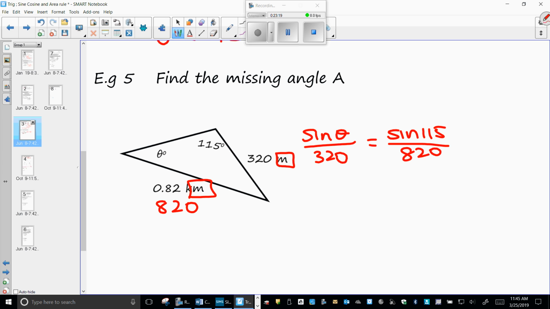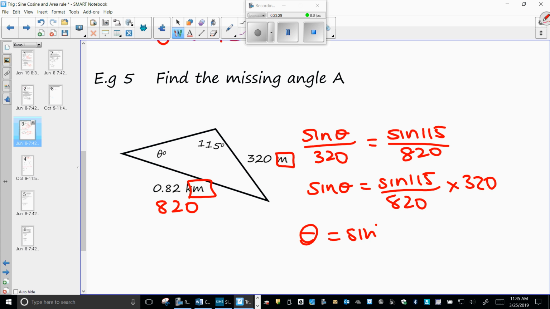So that would be 820. So sine theta would be that, and theta is the inverse sine of that.